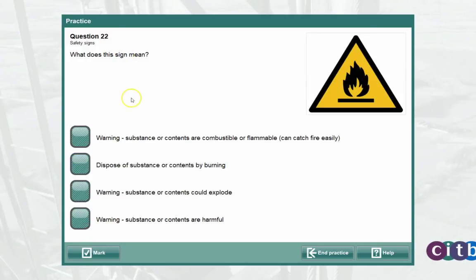What does this sign mean? Warning. Substance or contents are combustible or flammable, can catch fire easily. Dispose of substance or contents by burning. Warning. Substance or contents could explode. Warning. Substance or contents are harmful.